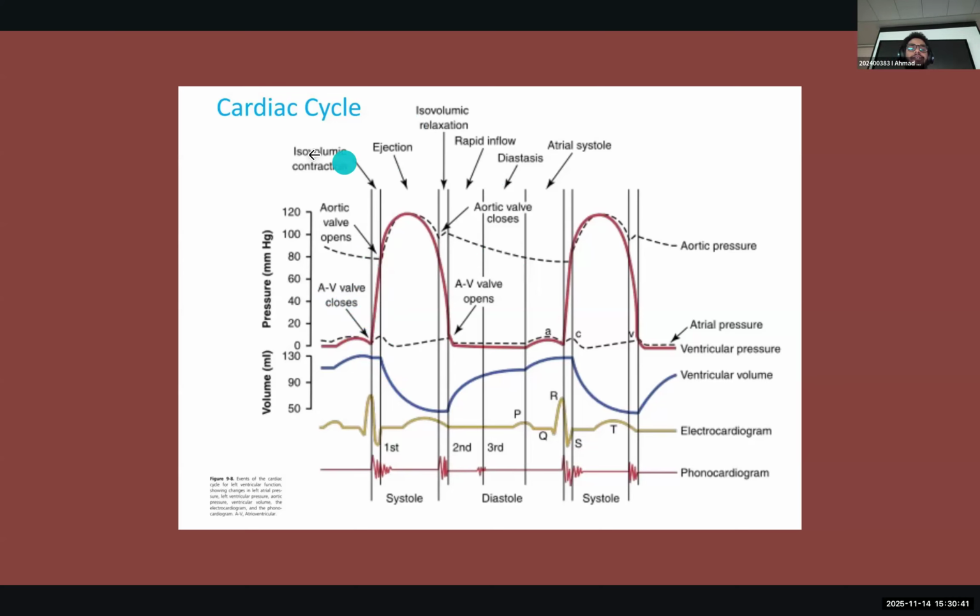Now, when it's contracting, initially we've got isovolumetric contraction. And why is that? Because the pressure in the aorta is higher than the pressure in the left ventricle. So the aortic valve is still closed, but at the same time, the AV valve is closed. So the ventricle is contracting, but both of the valves that correspond to the ventricle are closed. So the blood has nowhere to go, basically. That's why it's isovolumetric contraction. Contraction is taking place, but the volume is remaining the same. If you look at the volume here, it's not changing.